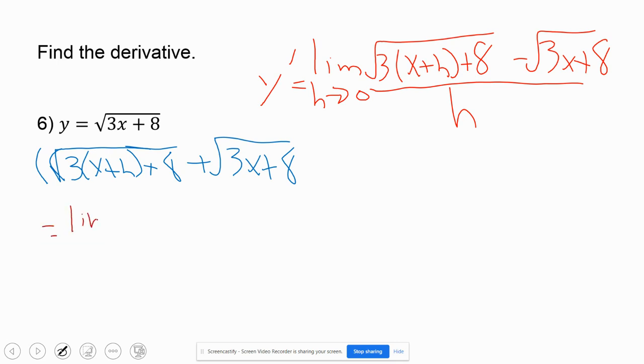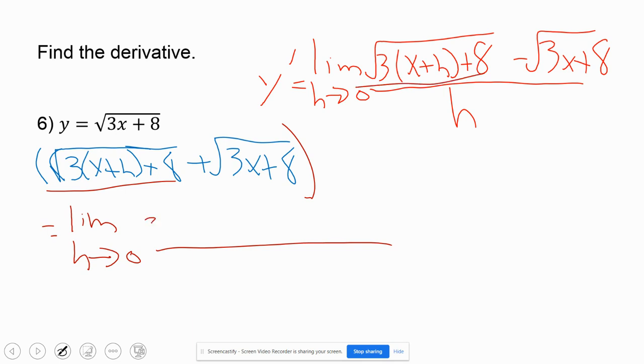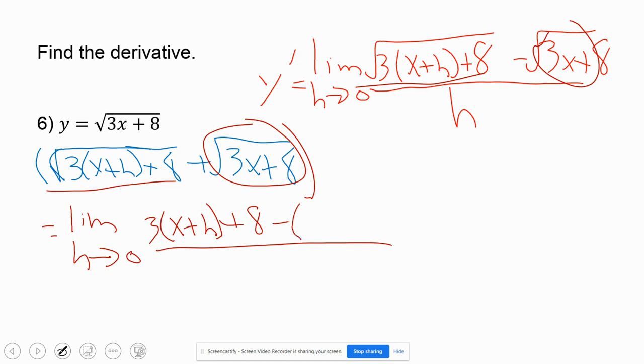And I would have the limit as h approaches 0 of, all right, first term times first term gives me what's underneath the radical, 3 times the quantity x plus h plus 8. The inside and the outside terms should cancel, and my last terms are minus the quantity 3x plus 8, all over the denominator, which would have been h times that conjugate.